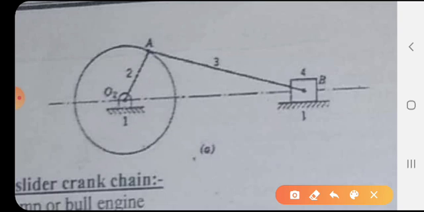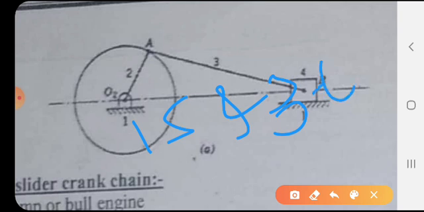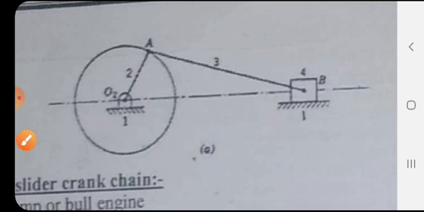In this crank chain, it consists of one sliding pair and three turning pairs. Such mechanisms are usually found in a reciprocating steam engine, and it converts rotary motion into reciprocating motion.